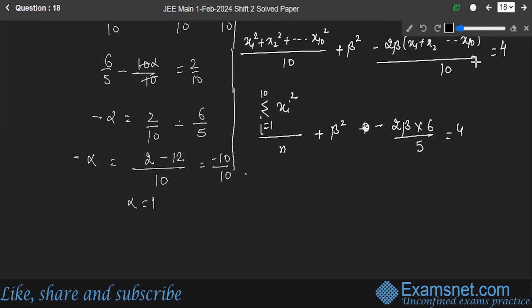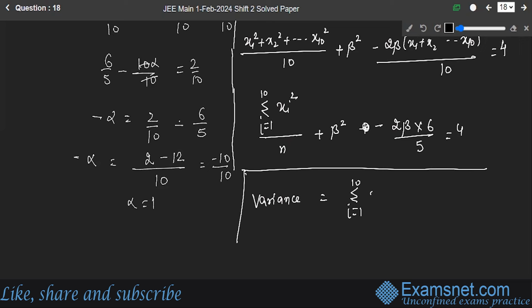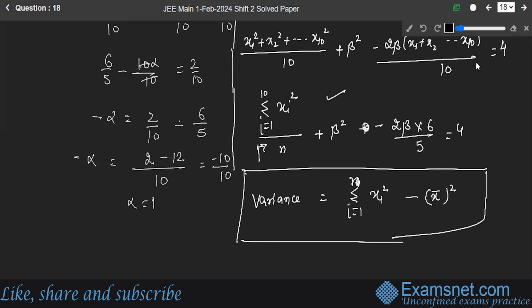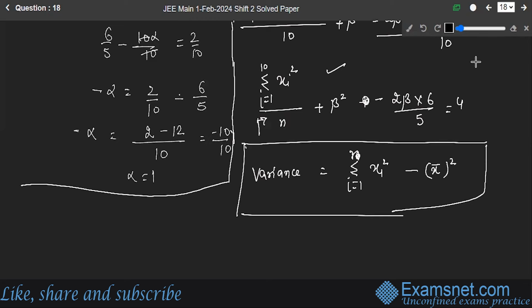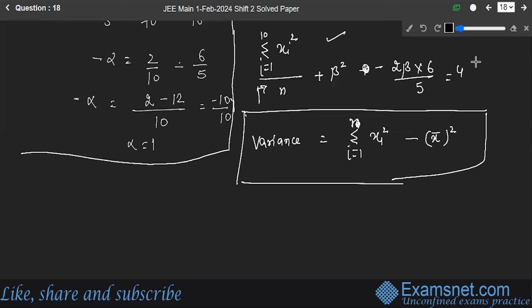See, your variance, let's discuss this over here. Variance is given by summation i equals 1 till 10, in this question, of xi square, otherwise it's still n, okay? Xi square minus mean square. So if I use this in this equation, let's try to adjust this variance in this equation. Be attentive a bit. So this equation now will become variance plus mean square plus beta square minus 12 upon 5 beta, that's equal to 4.